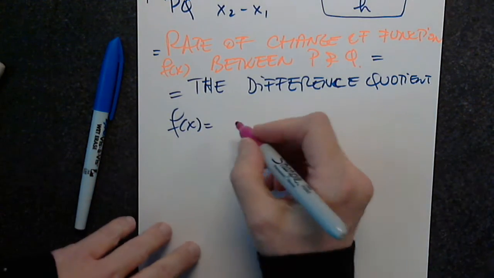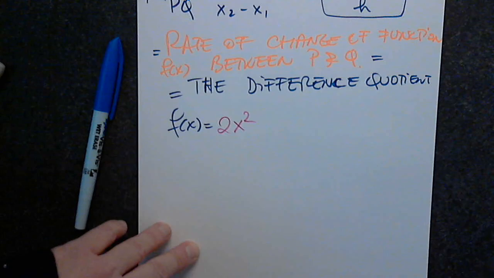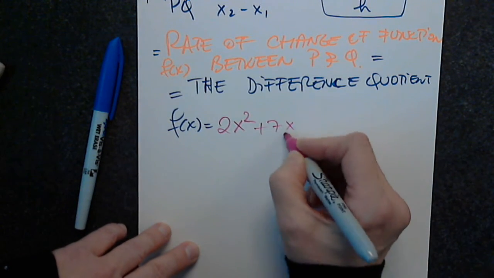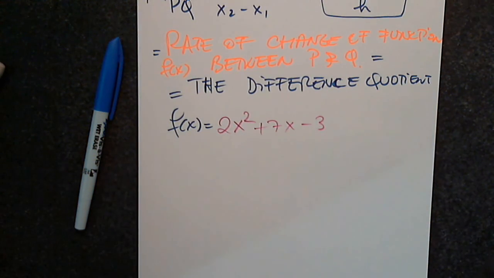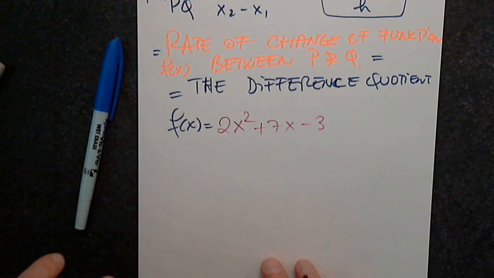2x squared plus 7x minus 3. Excellent. Great job. This is indeed a quadratic function. We are asked to determine the difference quotient that gives us the rate of change between any 2 points for this function and simplify it.